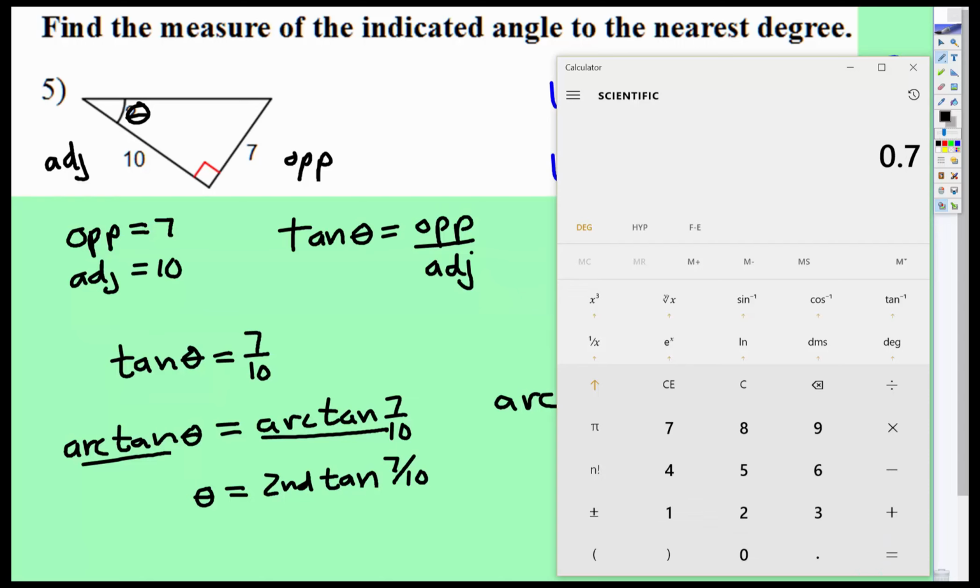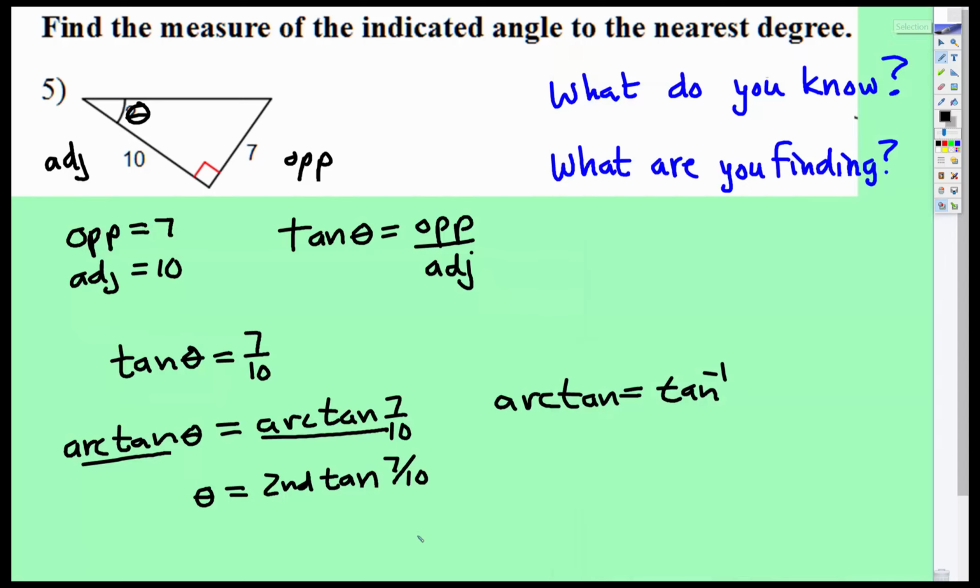And once I have that, I can hit the up arrow key or the second. See how it just says sine, cosine, tangent? So I hit that again, and we are looking for the inverse or arctangent. And then notice it's close to 35 degrees.